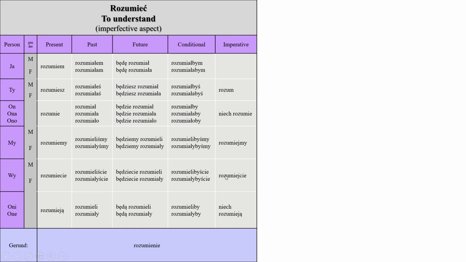Rozumiejcie, yeah, it can be used as well. You can just tell a group of people to understand what the situation is about. Niech rozumieją, let them understand. As we talked about before in other videos, it's pretty easy. The gerund is the noun form of the verb, and it's rozumienie, which means the understanding, or depends on the context.